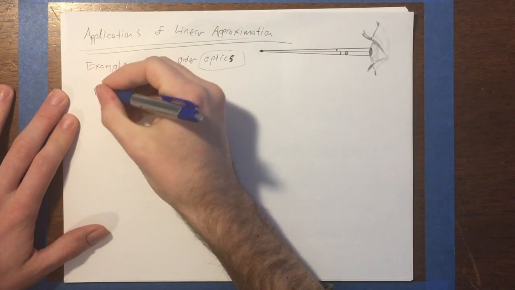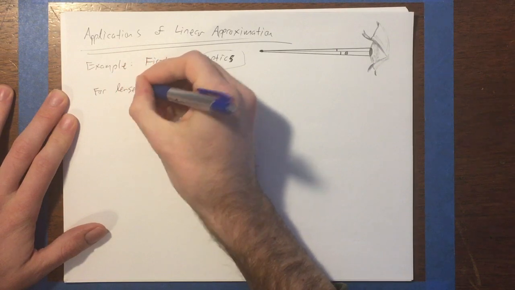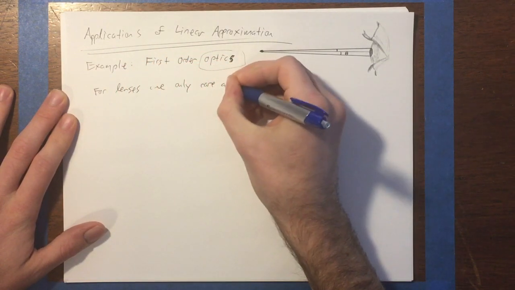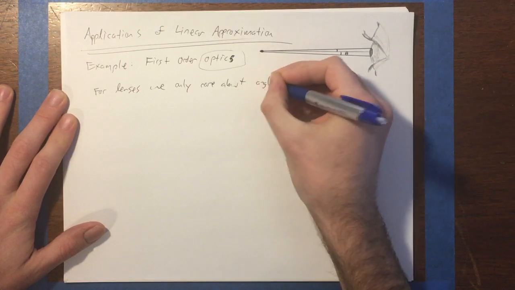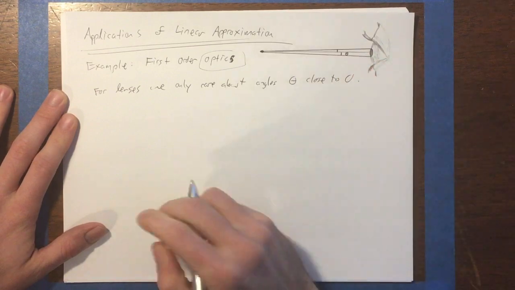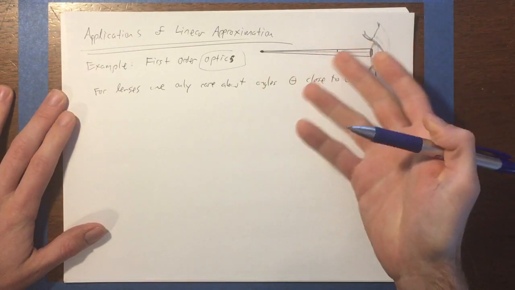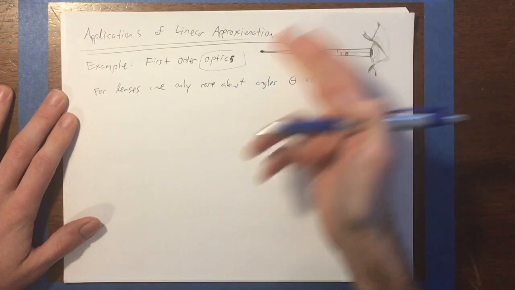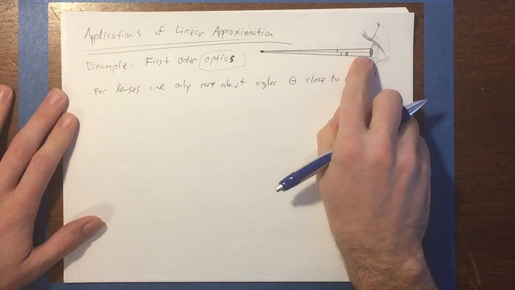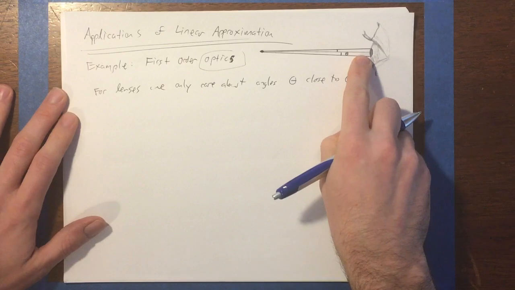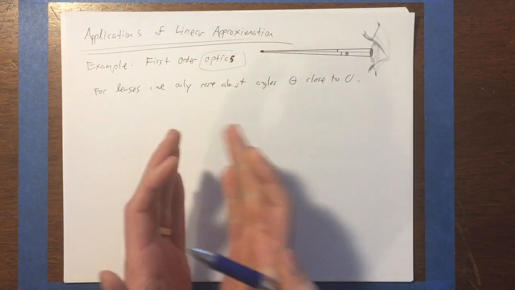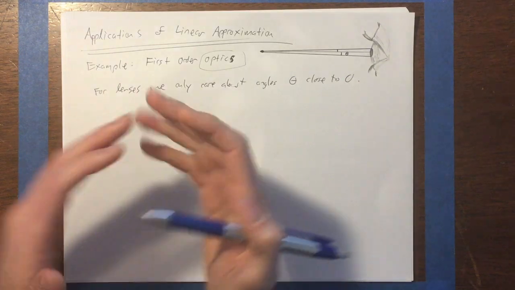So for lenses, we really only care about angles theta close to zero. Any angle that's far away from zero, we don't really care about, because you're not going to have that happening unless you're talking about a point that's really close to your eye, and we're not going to focus on those points anyway. So that gives us a nice range of values that we care about. It's only some numbers very close to zero.